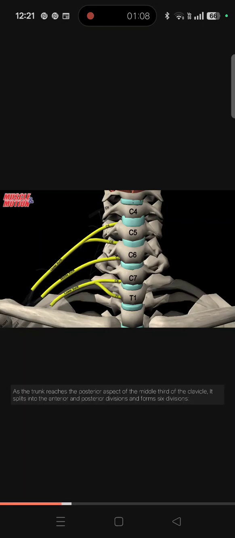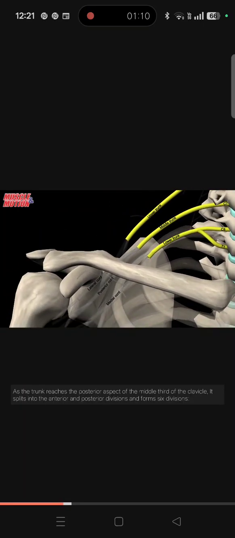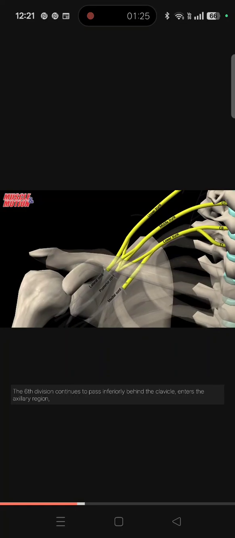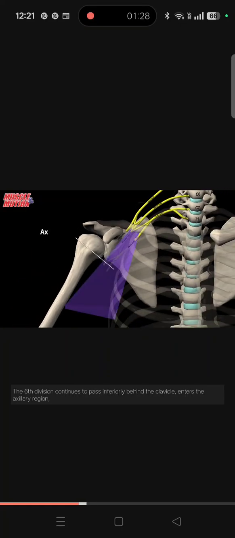Divisions. As the trunk reaches the posterior aspect of the middle third of the clavicle, it splits into the anterior and posterior divisions and forms 6 divisions, 3 anterior divisions, and 3 posterior divisions. The 6 divisions continue to pass inferiorly behind the clavicle, enter the axillary region, and become 3 cords.